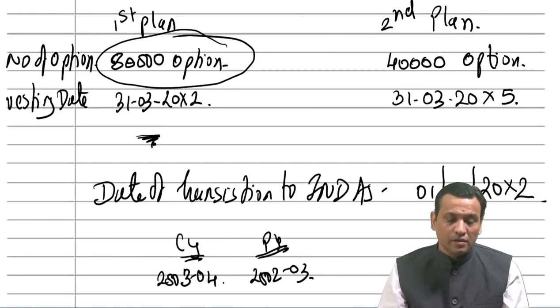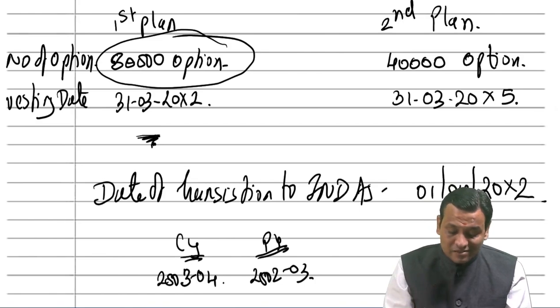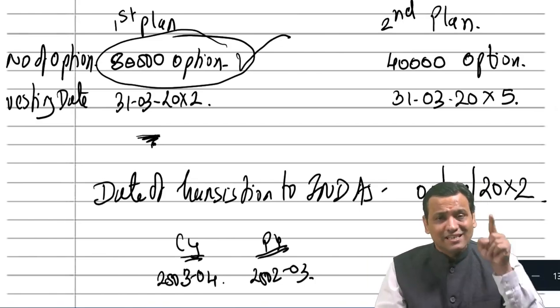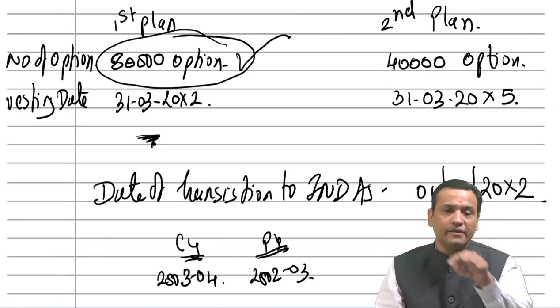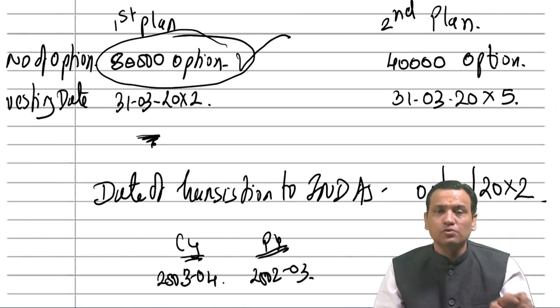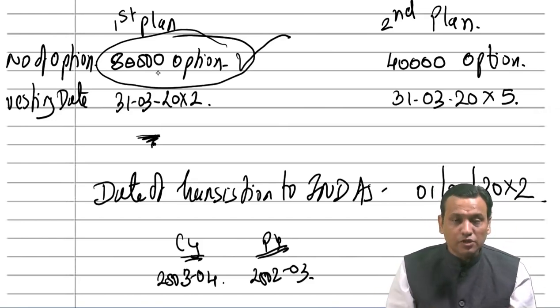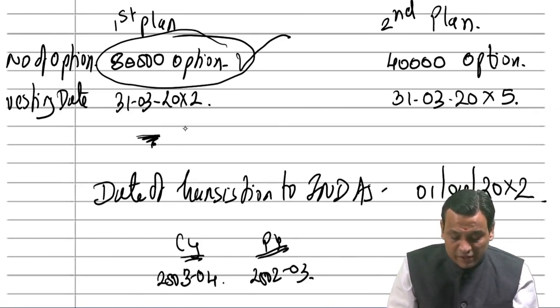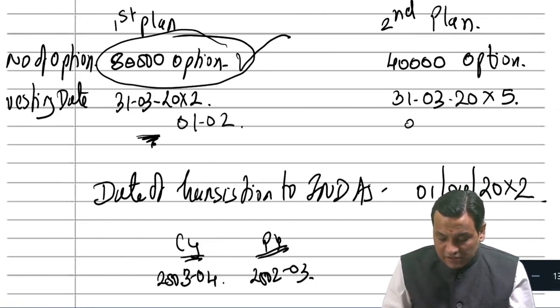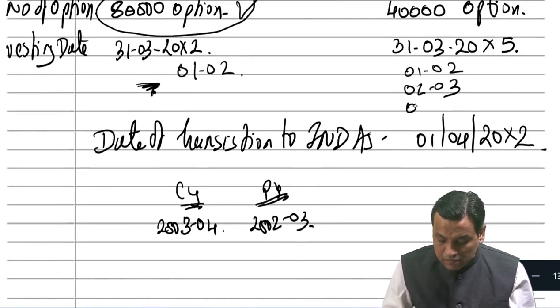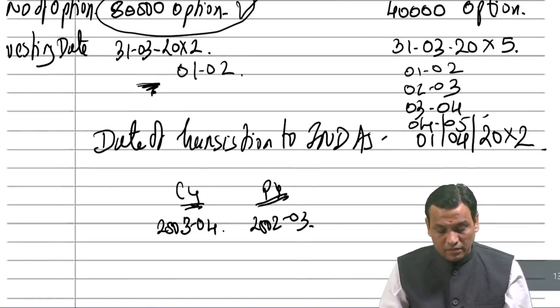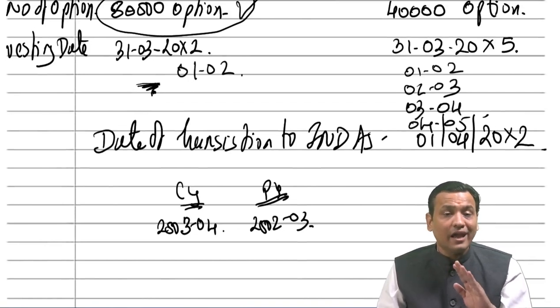It means the exemption option cannot be exercised for these 80,000 options. It means compulsorily the entity needs to apply the principles of Ind AS 102 for the 80,000 options. Of course, for them the vesting period is only 1 year, that is 1-2. Whereas here the vesting period is 1-2, 2-3, 3-4 and of course 4-5. So the exemption option cannot be applied.